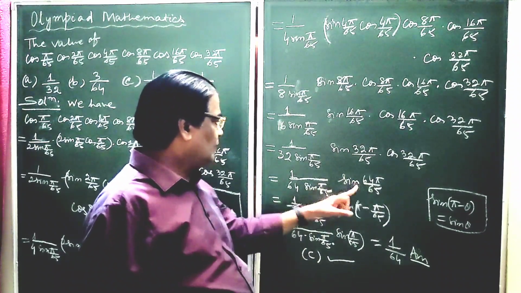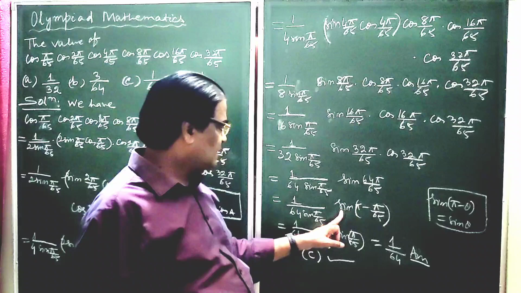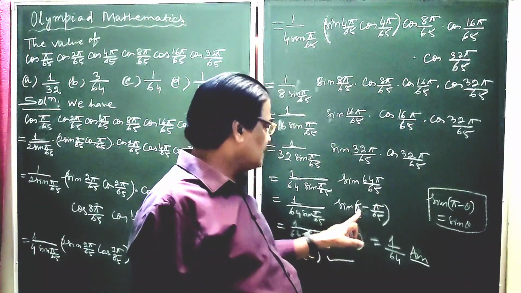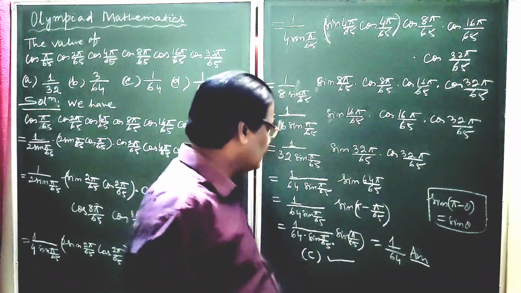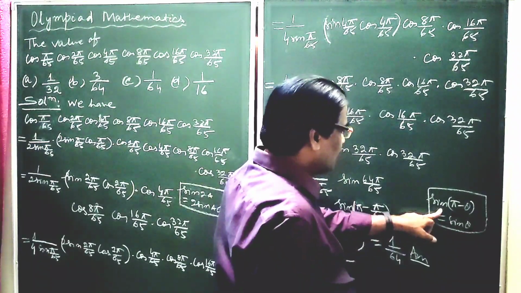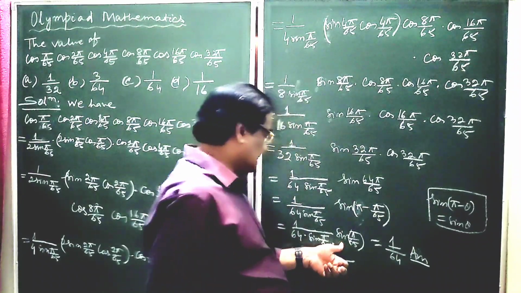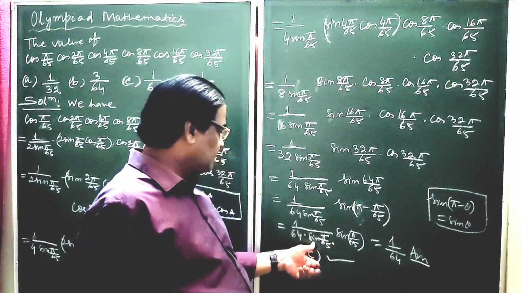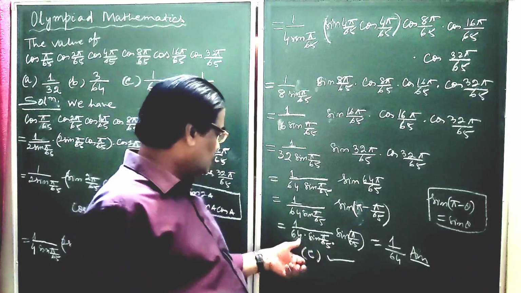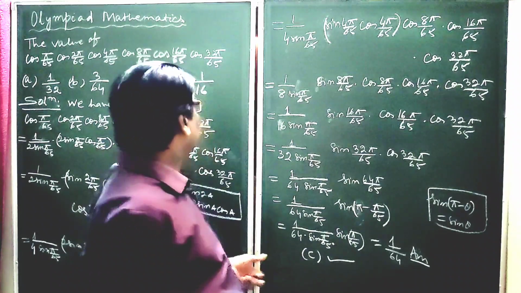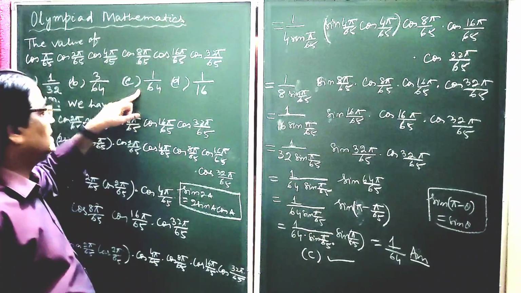Now this expression can be written as sin of pi minus pi by 65, because it is 65 pi minus pi. And we know sin of pi minus theta is equal to sin theta. So it becomes sin pi by 65. Sin pi by 65 and sin pi by 65 cancel. We get the correct answer is 1 by 64. That is option C.